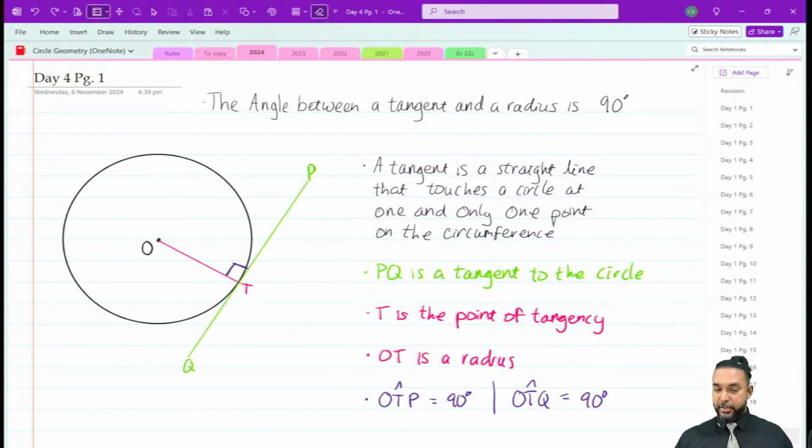Once again, you don't have to know the proofs, the syllabus does not require it, but it's nice to know how and why these rules work the way they do. All right?